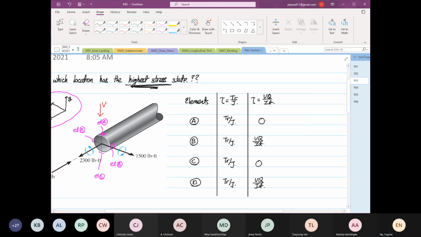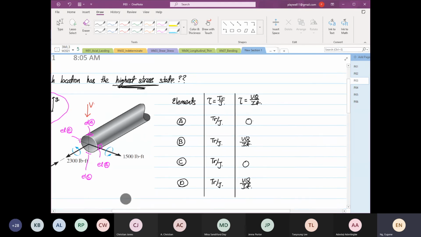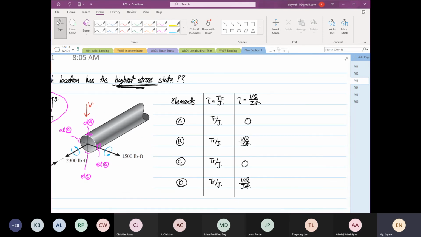Now, if I were to ask you, based on shear alone, which element will you choose? B or D, right? But it all depends on the torque, or the direction of the torque. I'm not going there yet, because the shear force all goes in the same direction.